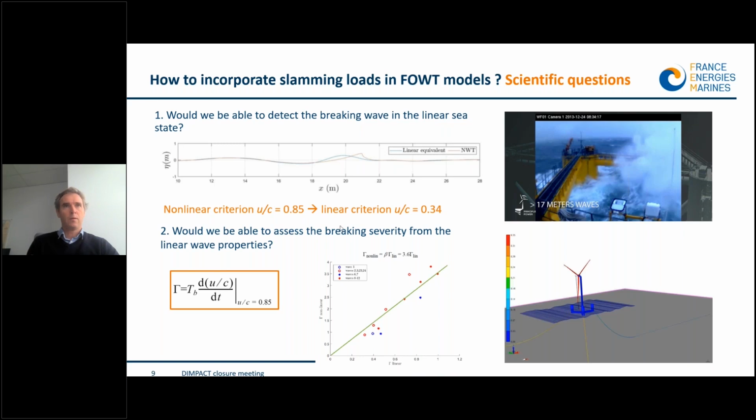And we did the same kind of work as the one shown in the top illustration here. So we compared the gamma value we obtained for the nonlinear waves, so let's say the real ones, and for the linear ones. And we obtained a very good correlation, meaning that we have a model to go from linear waves to nonlinear waves for the severity. And just to give you a bit more illustration regarding this, a low gamma value means a spilling breaker, a high gamma value means a plunging breaker here. Of course, these ones are much more dangerous for structures at sea.